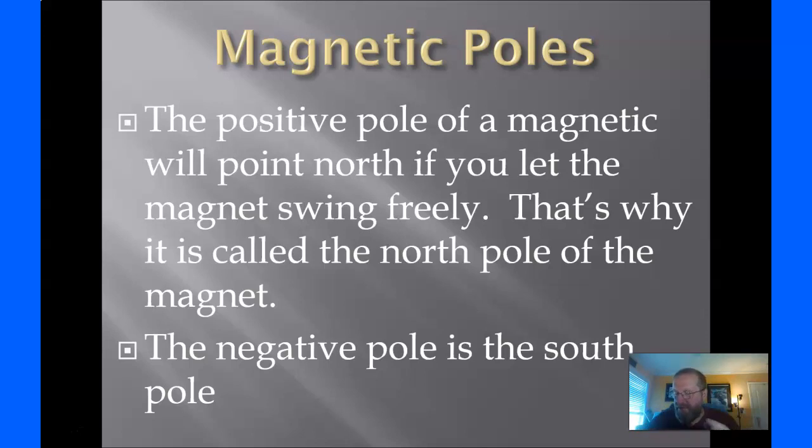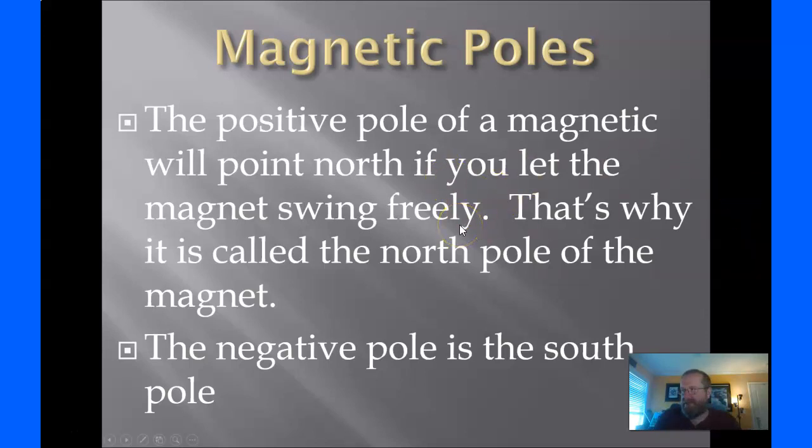The positive pole will point north if you let it swing. So it's the positive, the north pointing pole, and the negative pole is the south pointing pole. Think about it. If the north one's pointing north, the south one's pointing south. They're opposite ends of the magnet.